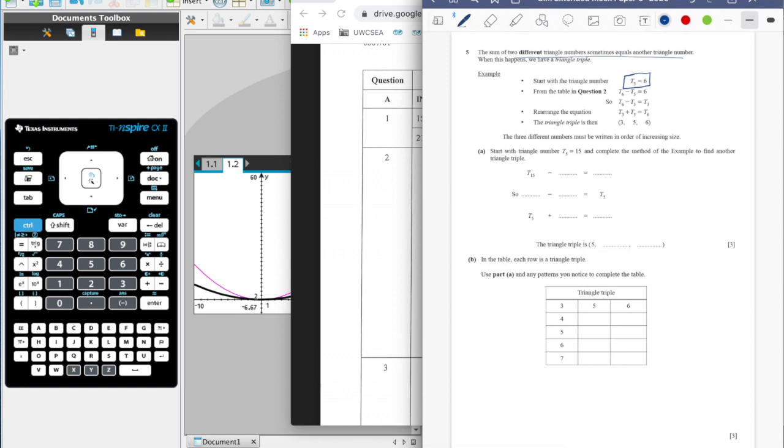So we need to look at T15, and it's going to be 1 less, just like it was here. So T15 minus T14 should equal 15, this value here, which implies then T15 minus T14 should equal T5. T5 is the same as 15, so that's all the substitution we've made here. Rearranging, we can say T5 plus T14 equals T15. So the triangle triple is 5, 14, 15.